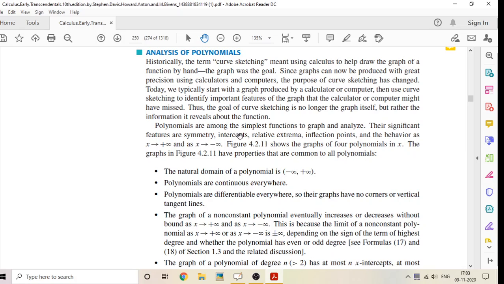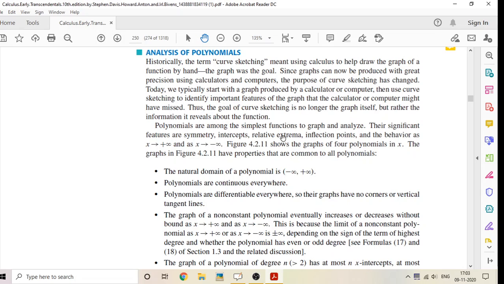So the intercepts are the points where the graph will intersect the x-axis and y-axis. The x-intercepts are the points where the graph touches the x-axis, which are our roots. And the y-intercepts will be the points where x is equal to 0.